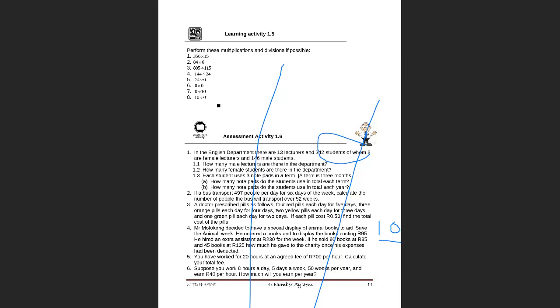So what I said is, we have got 342 students. Have you seen that? And each of them is using 3 notebooks in the term. So 342 times 3. Can we see that? Yes, sir. Okay, good. Is that clear?